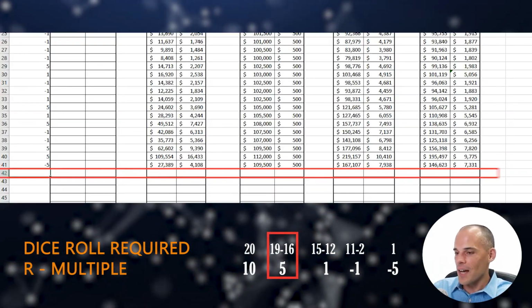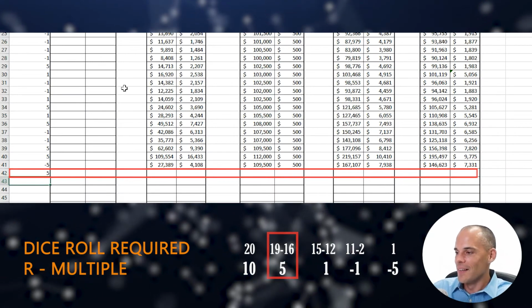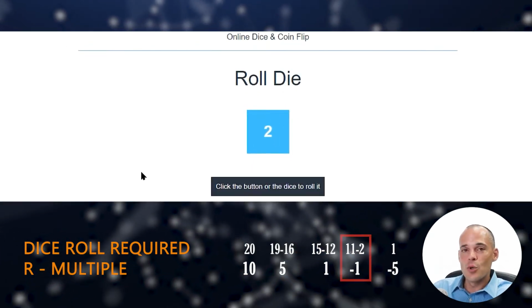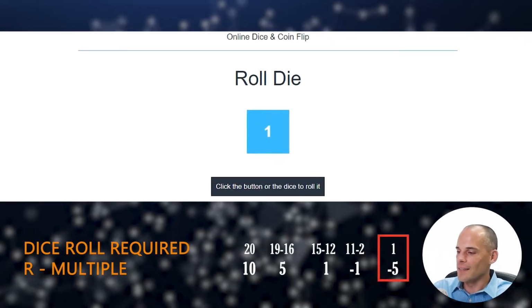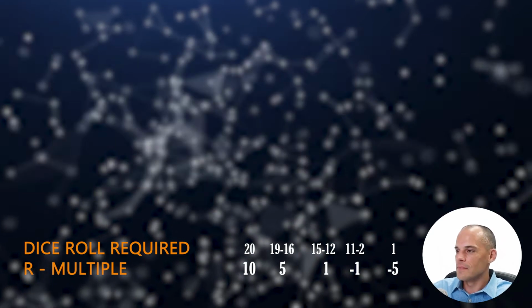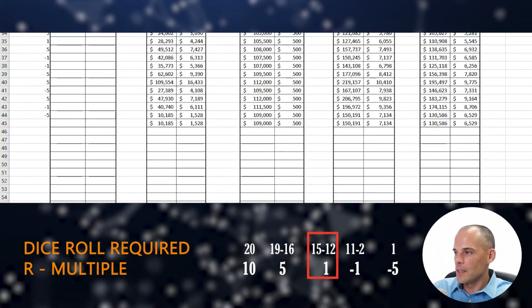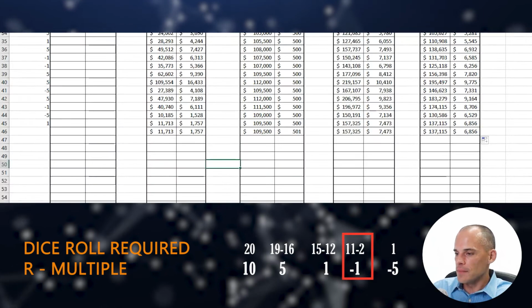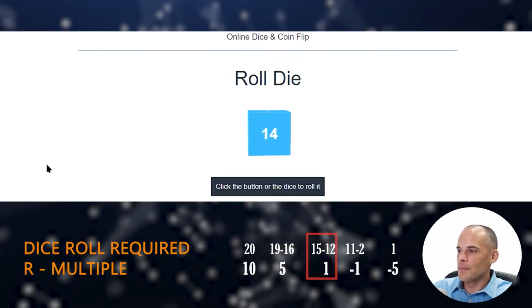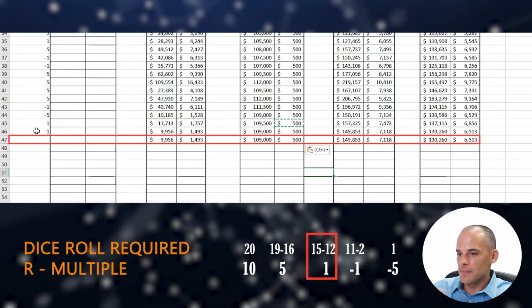18, which is a +5. So we went from one extreme to the other. 2, which is a -1. Ooh, 1 again. -5. 12, which is a +1. 9, -1. Next roll. 14, which is a +1.